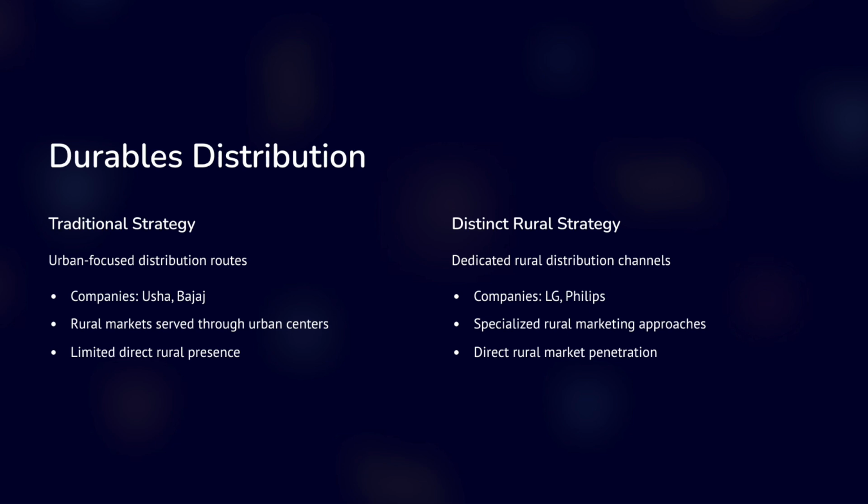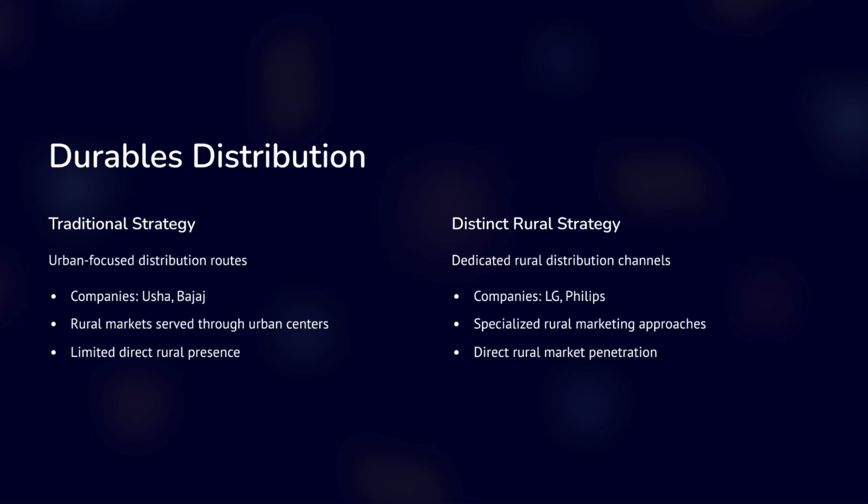In this model, companies do not do anything special for rural areas. They use their regular urban distributor to supply rural customers. Brands like Usha and Bajaj have used this method.